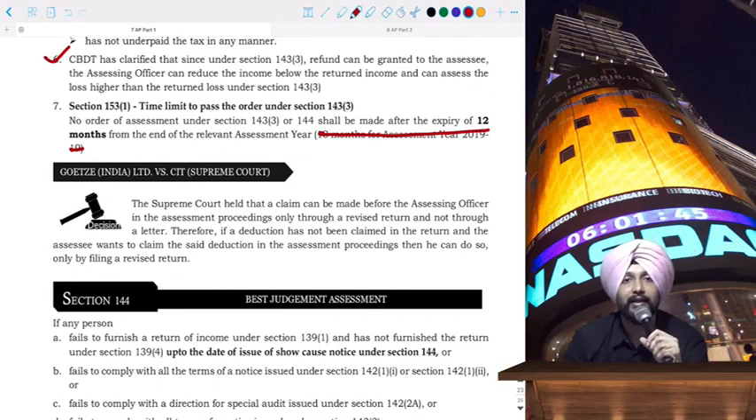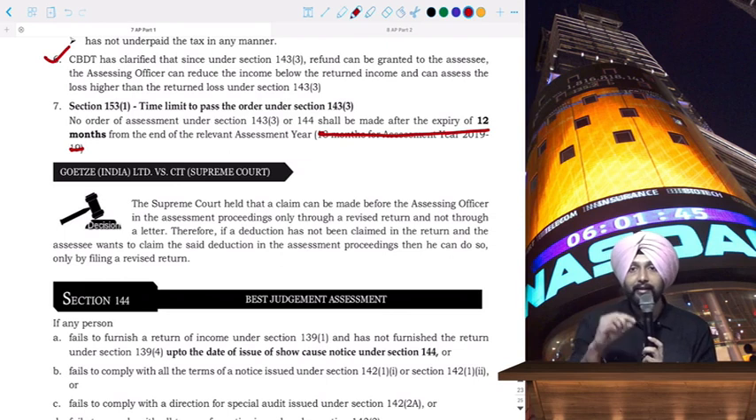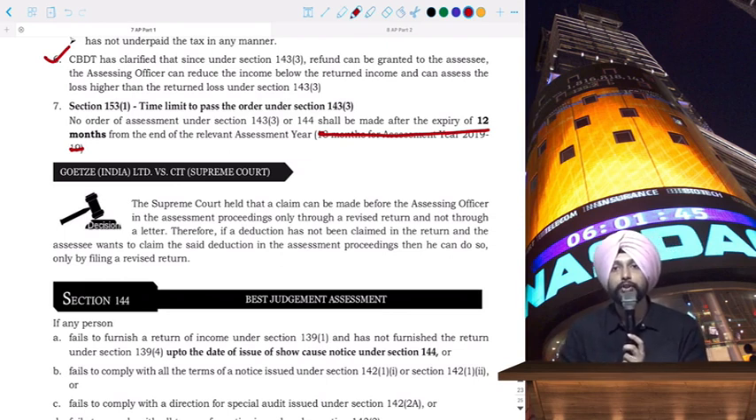If you see below that, this case law of Goetz Limited, the Supreme Court judgment was given. What the SSE did, he felt there is some revision to be done in the return of income. So he writes a letter to the assessing officer. So in this case law, Supreme Court made it clear that a letter will not do.